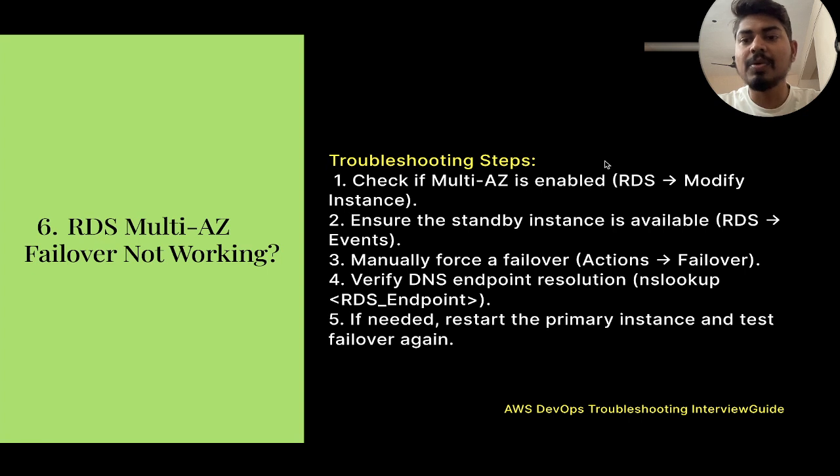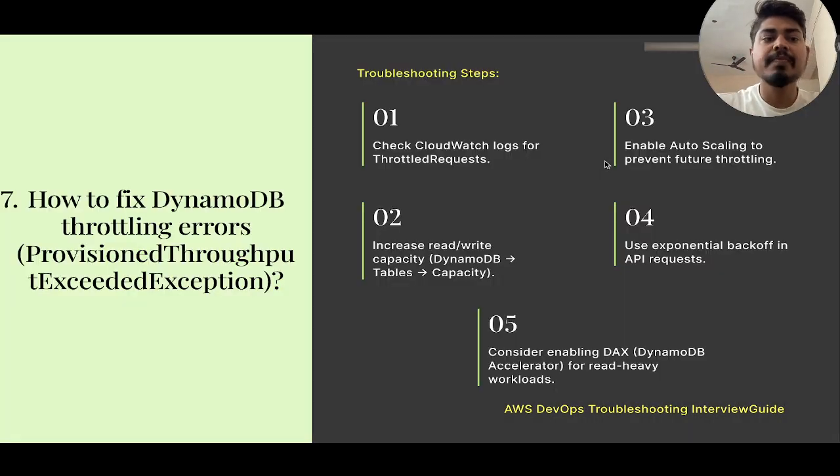Go to RDS and check the events. Manually force a failover: go to Actions and Failover. There we can manually force the failover. Verify the DNS endpoint resolution. Use nslookup with the RDS instance endpoint, to check whether it is pointing properly or not. If needed, restart the primary instance and test the failover again. These are the steps which we can use for troubleshooting.